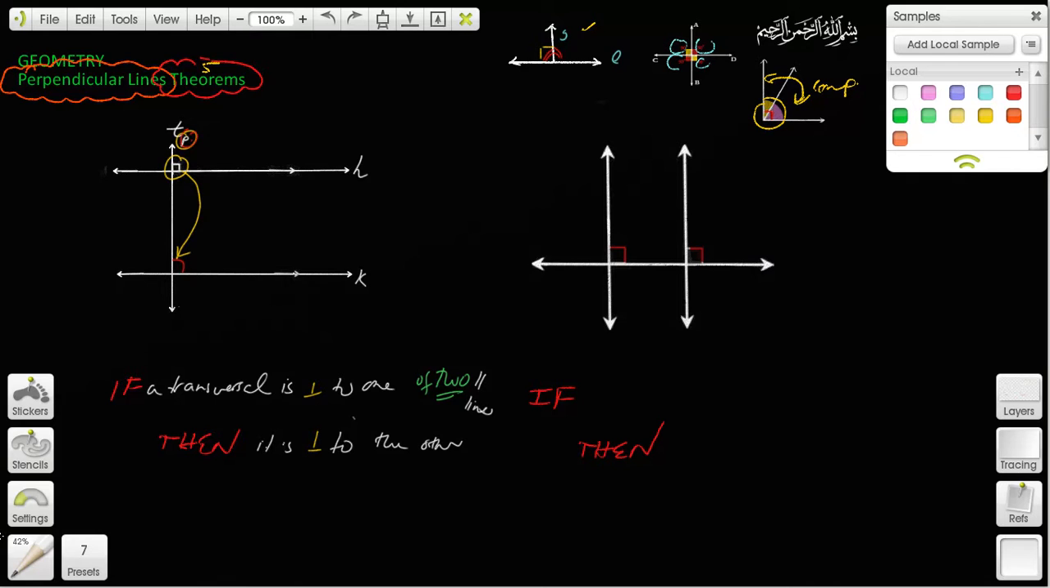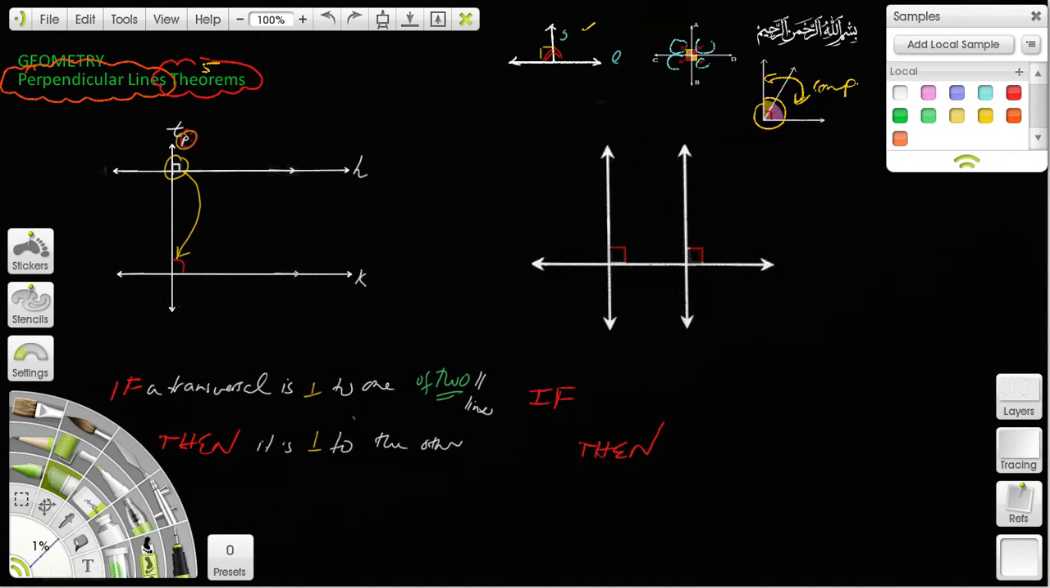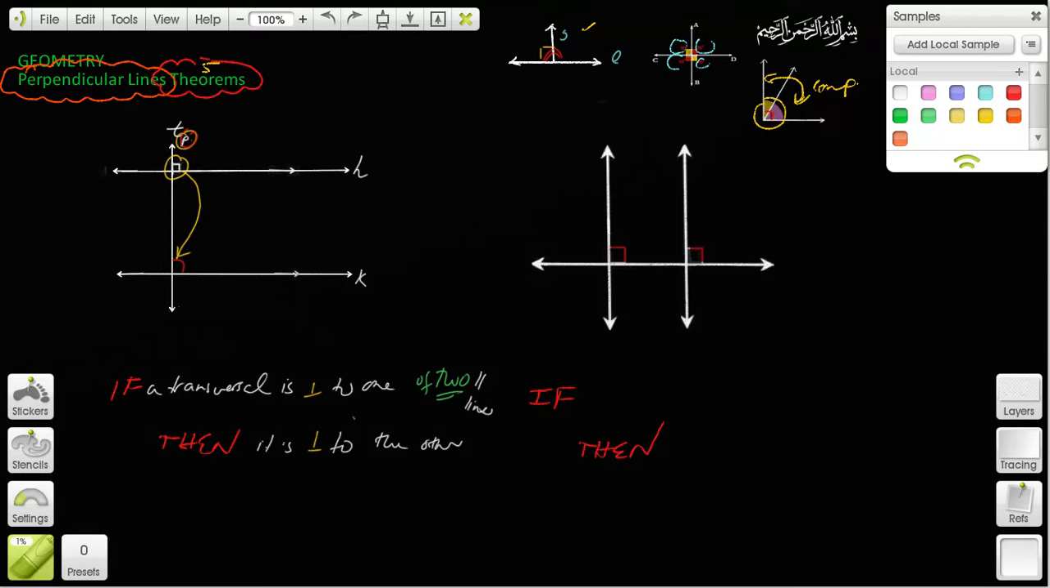Okay. Now this one is just as easy, but it's a little tricky. You have to be careful here in how you word this one. So let's call these lines M and N. Now this theorem is not about the transversal. This theorem is about these lines. That's why they're drawn differently. The previous theorem is about the transversal: if a transversal is perpendicular to one of two parallel lines, it's perpendicular to the other one.